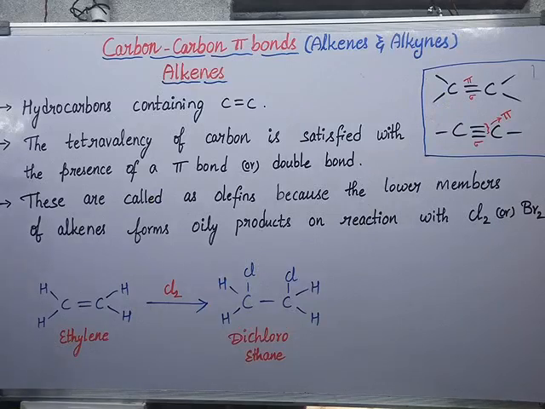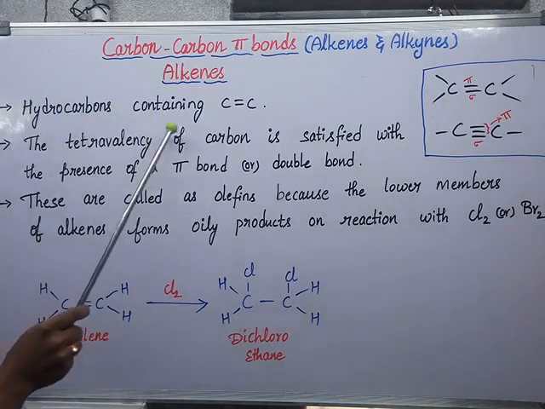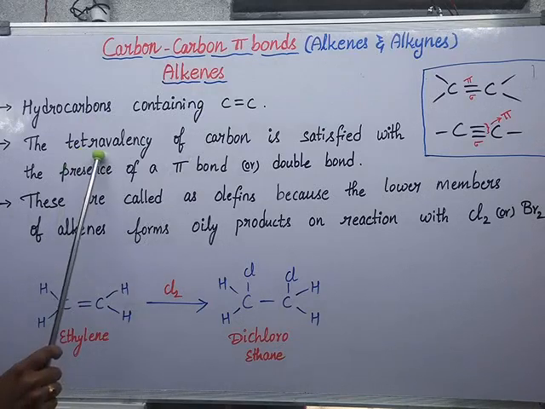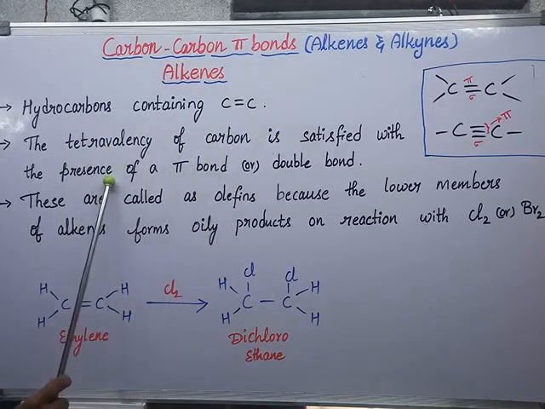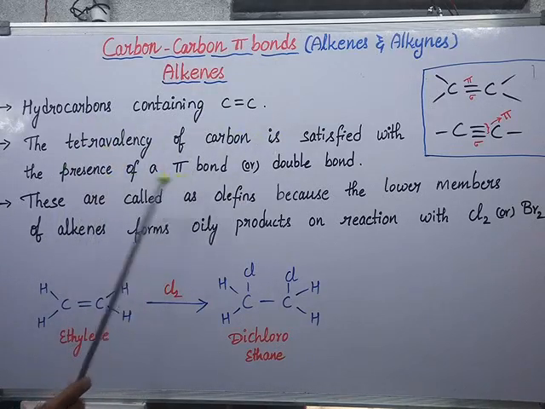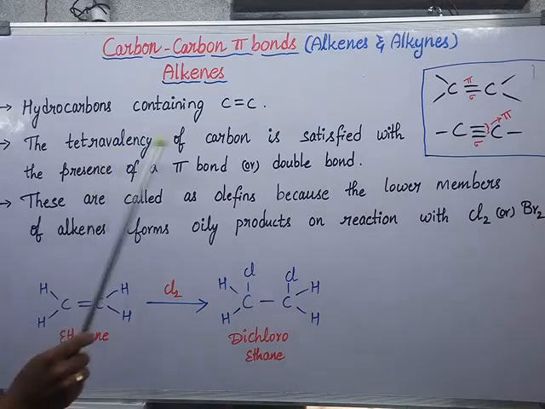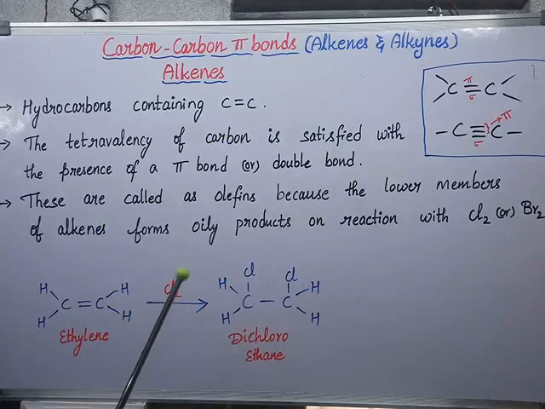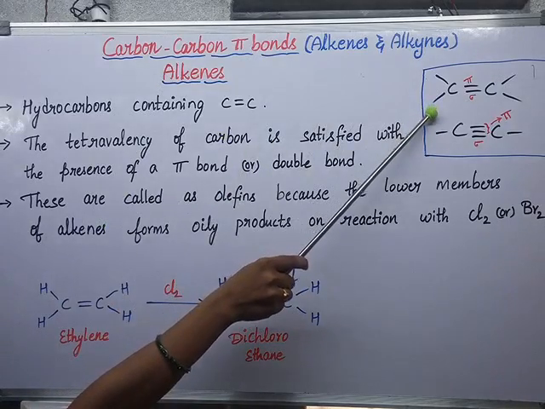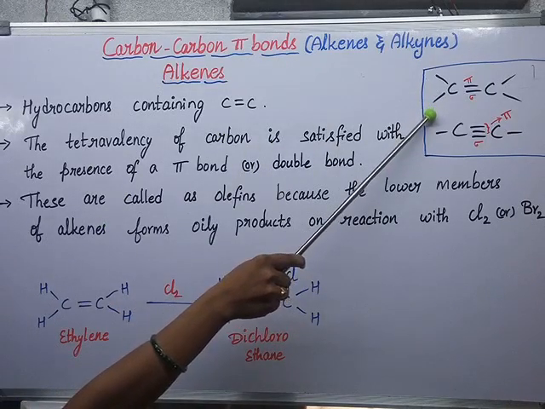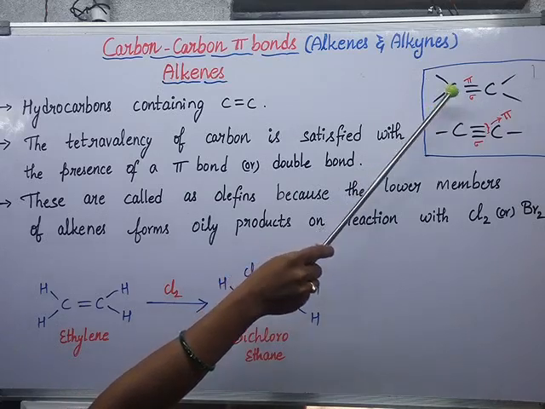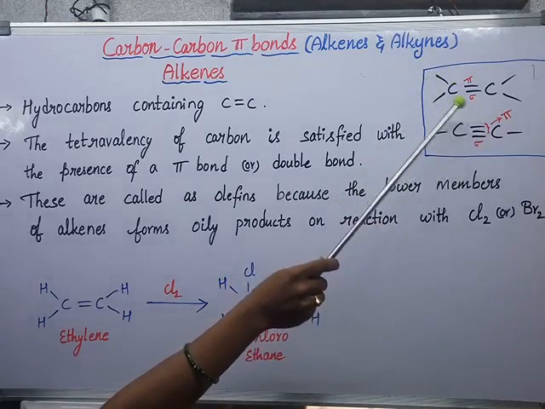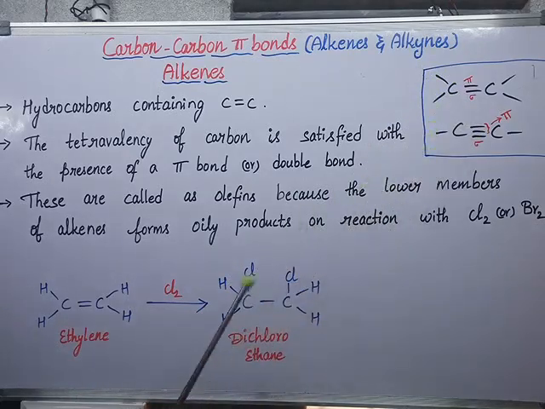Alkenes are hydrocarbons containing a C double bond C in their structure. Here you can observe the tetravalency of carbon is satisfied by the presence of a pi bond. We already know carbon is an element having tetravalency in the periodic table. So here tetravalency is satisfied by the presence of a double bond, that is a sigma and a pi bond. You can see around carbon there are four bonds. Here also in the triple bond, around carbon there are four bonds.